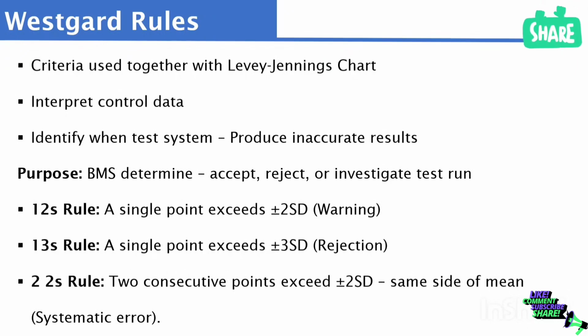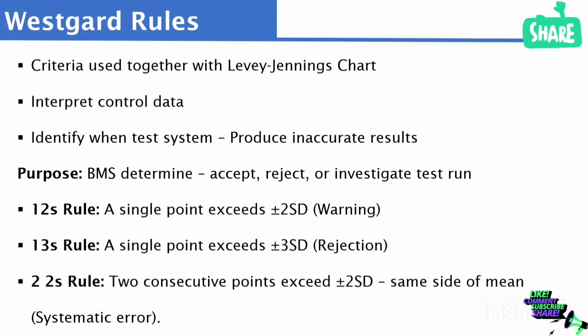Sometimes it can be a warning. So if you think it's a warning, then you can investigate, rerun the test again, and then it may pass. So there are possible outcomes that help the biomedical scientists either to reject the result, accept the result, or investigate the result. And that investigation perhaps might lead to rerunning the test. I think that makes sense.